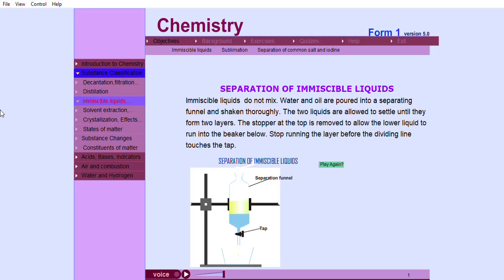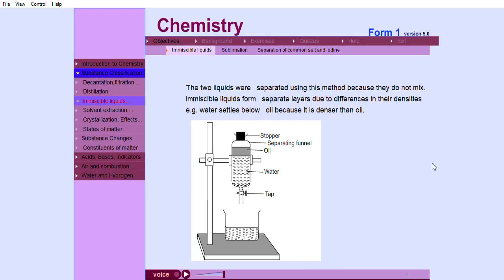Oil and water are immiscible liquids. When allowed to settle, a mixture separates into two layers. The less dense liquid settles on top of the more dense liquid. Immiscible liquids are separated by means of a separating funnel.